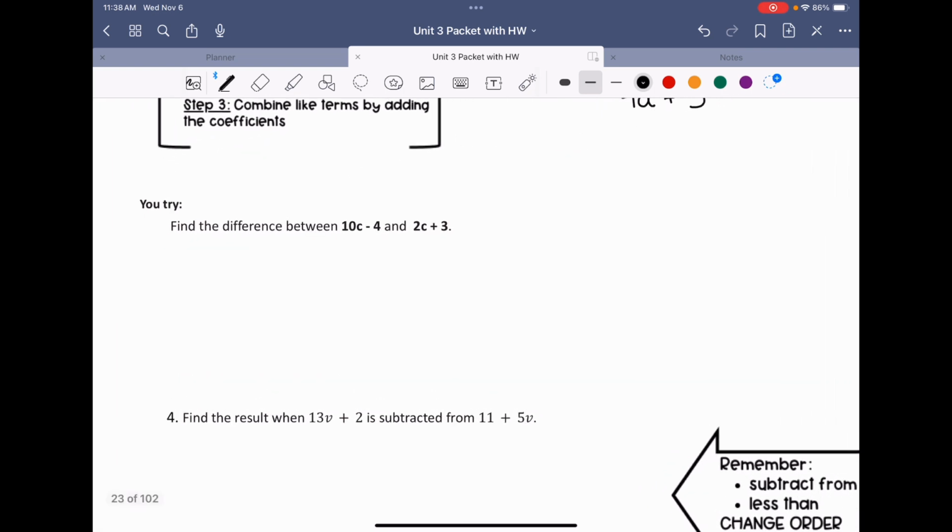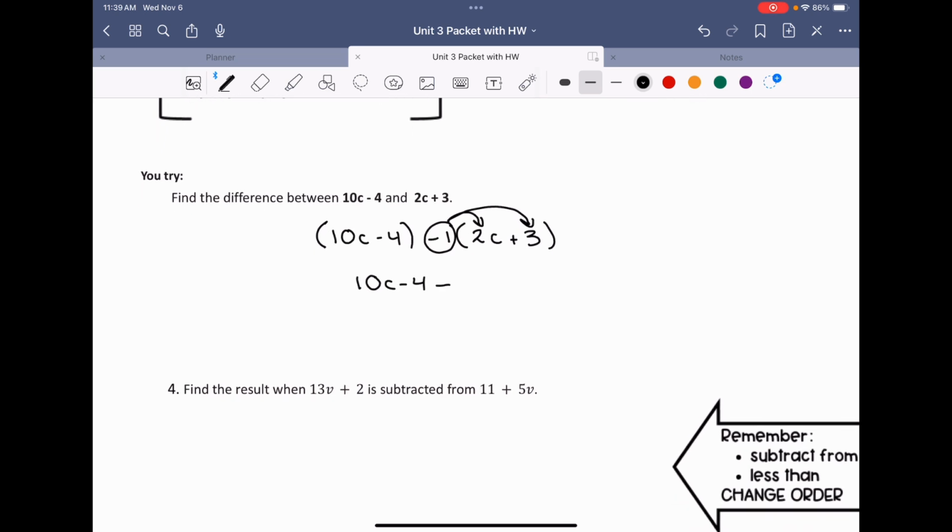All right, so rewrite this first. So 10c minus 4 minus 2c plus 3. Write in your invisible 1 and distribute -1. So 10c minus 4. -1 times +2, -2c. -1 times +3, -3. Identify your like terms and combine. So 10 minus 2, 8c. -4 plus -3 will be -7.